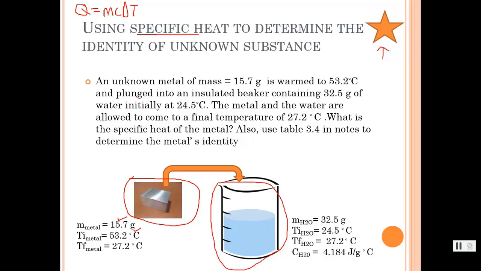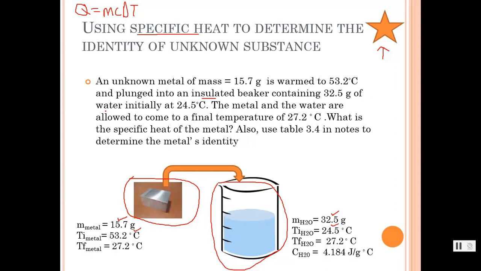And I have plunged it into an insulated beaker. Think of this as like an insulated coffee cup. This insulated beaker has 32.5 grams of water, and it has its own initial temperature of 24.5 degrees Celsius. I got all of that information from the first sentence in this problem. So I've got some hot metal and some cool water in a separate beaker that is insulated.